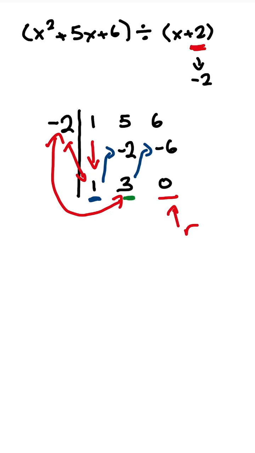So our factor is simply going to be, well, 1 is the coefficient of 1x, so it's just going to be x plus our constant of 3. And that's our answer. That is our quotient.